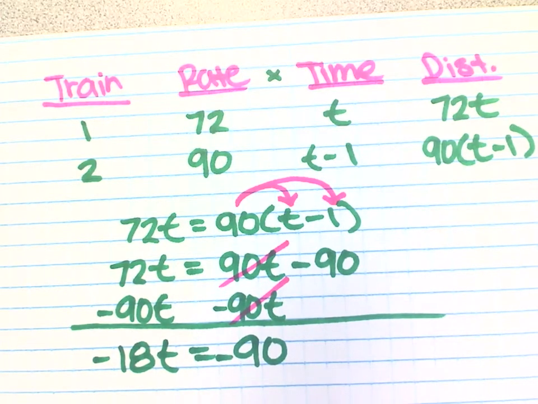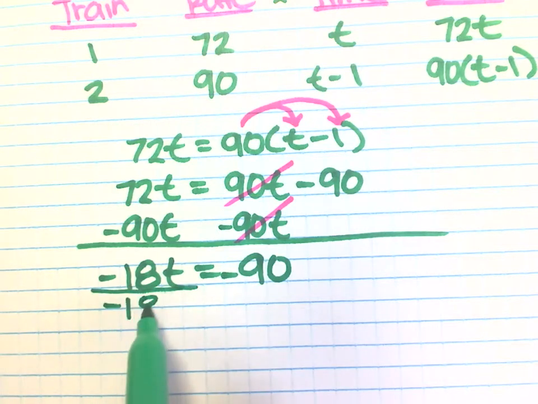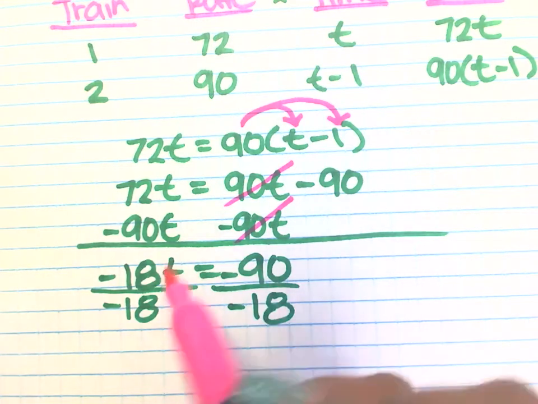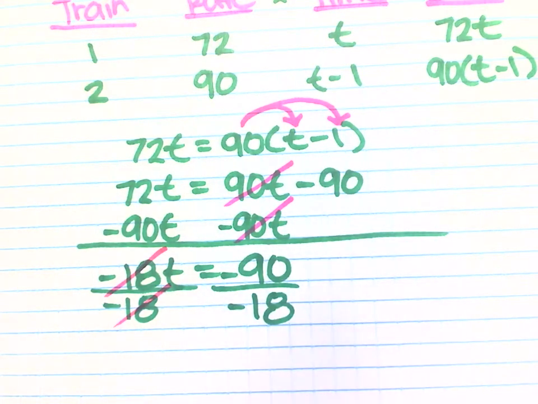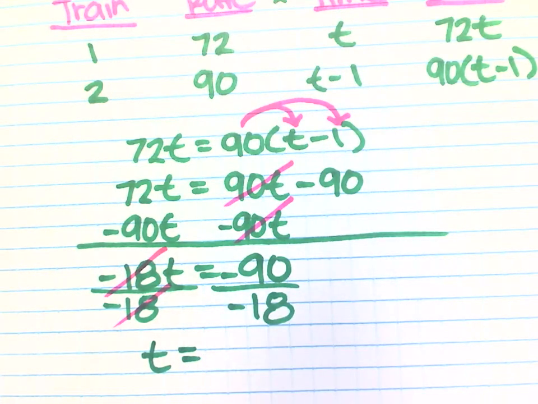Okay, so again, simple algebra. Divide both sides by negative 18 to get T by itself. Negative 18 over negative 18 cancel each other out. Remember, you want to take good notes because it's almost like something in your homework. So, T equals 5. 90 divided by 18 is 5.